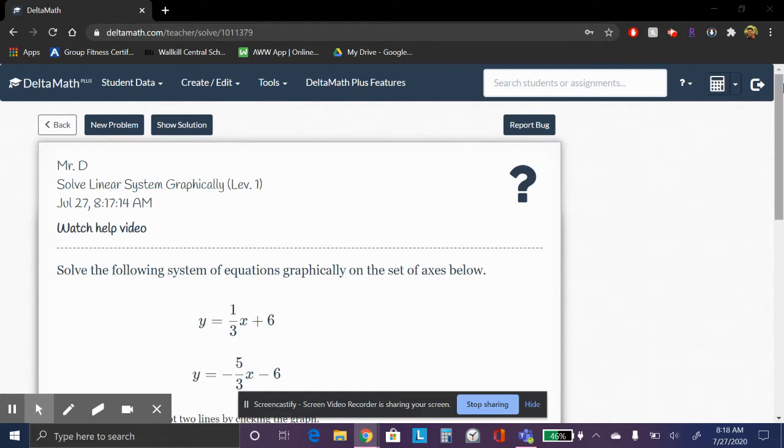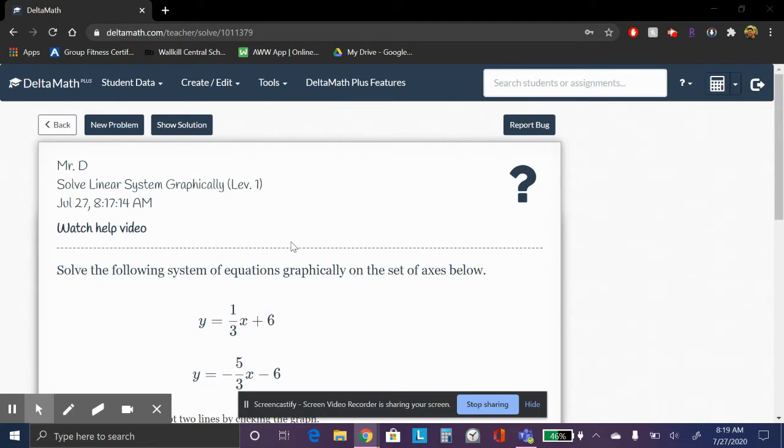But for the most part, most of the problems we're given today are going to intersect at a point. And we're going to use the skills we know on how to graph a line. So remember, how do we graph a line? We have y equals mx plus b. The b is where you start on the y-axis, and the m is the rise over run.